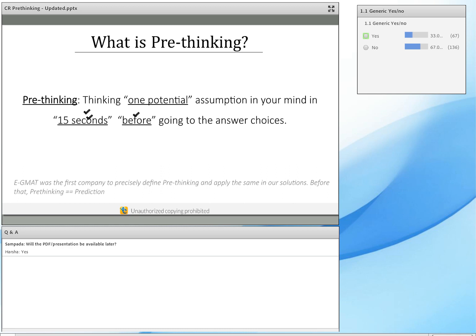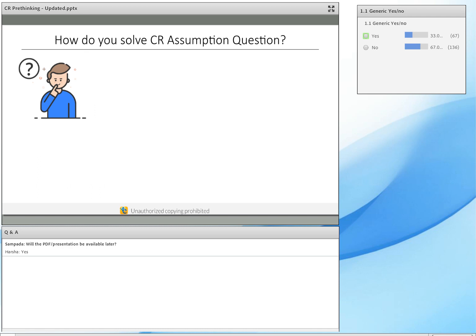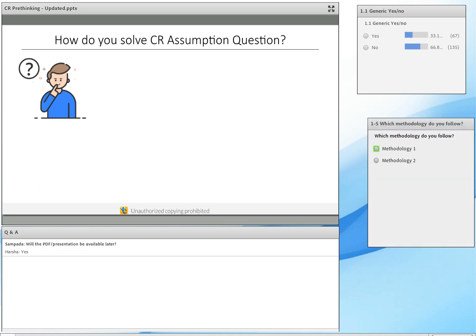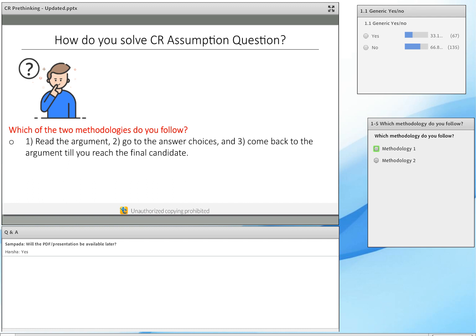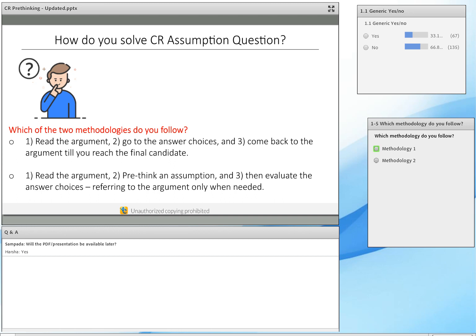Okay, so with that, let's understand how you solve an assumption question today. Which of the two approaches do you use to solve an assumption question? You're going to see two methodologies. One is read the argument, look at the answer choices, and go back and forth till you reach the final candidate. The second is read the argument, pre-think an assumption, and then evaluate the answer choices, referring to the argument only when needed.